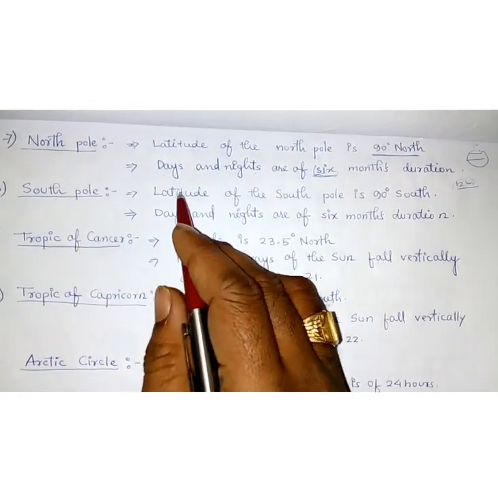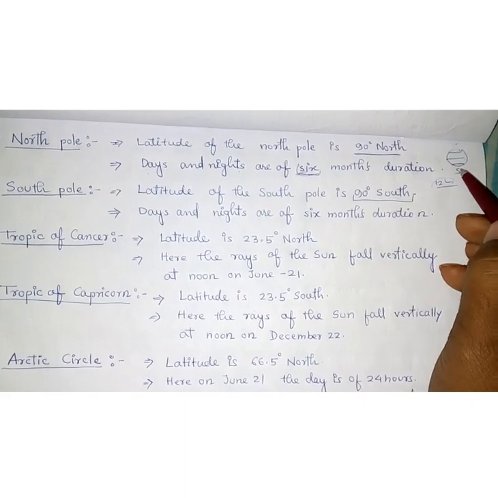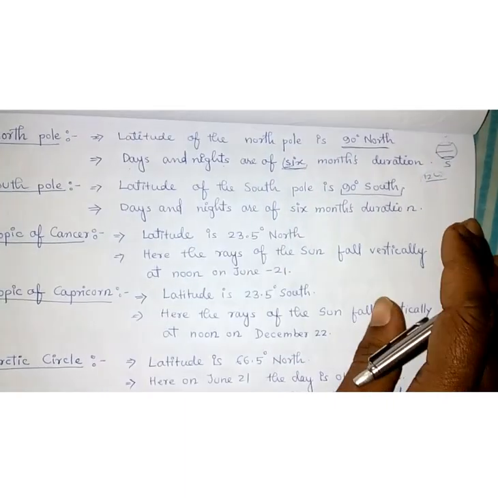Next one is the South Pole. Latitude of the South Pole is 90 degrees south. The days and nights are of 6 months of duration.